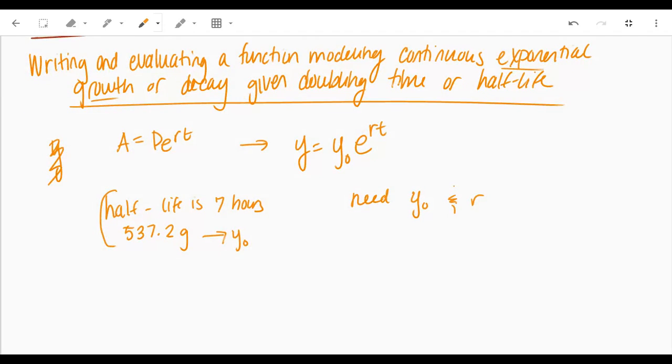Okay, and so what we can do here is, 537.2 will equal 537.2 E to the R times 7. 7 is the half-life. So over here, I'm going to put half of 537.2, which, spoiler alert, it doesn't really even matter. Go ahead and use your calculator and find what half of it is. But the first thing you're going to do is divide, right?